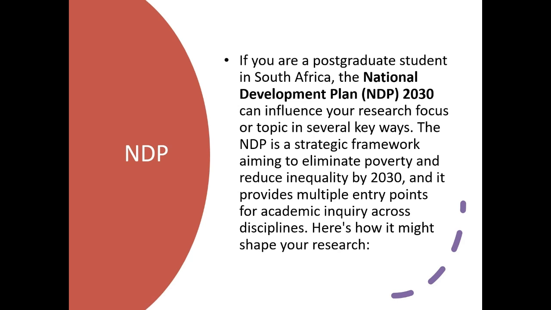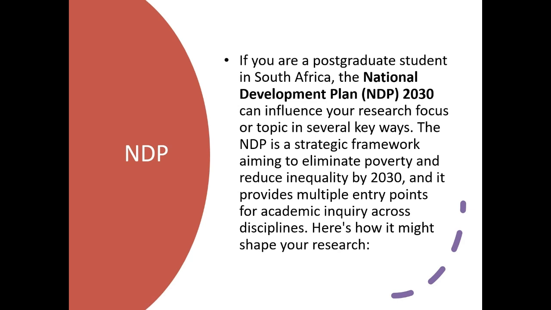So if you're a postgraduate student in South Africa, the National Development Plan of 2030 can influence your research focus or a topic in several ways. So the NDP is a strategic framework aiming to eliminate poverty, reduce inequality, and to provide multiple entry points for academic inquiry across disciplines. So can you already see how the national priorities are fitting into global priorities?